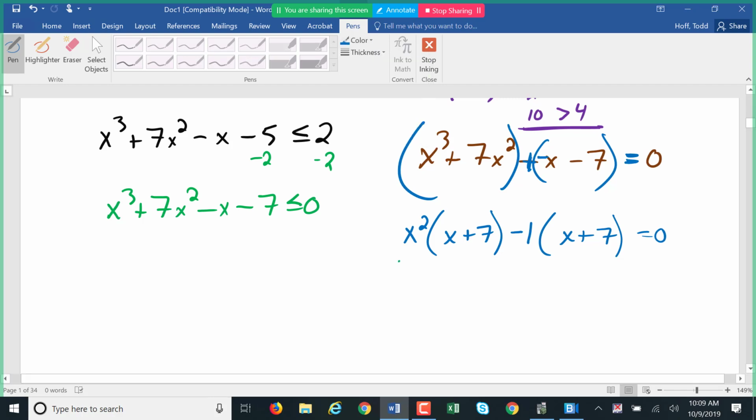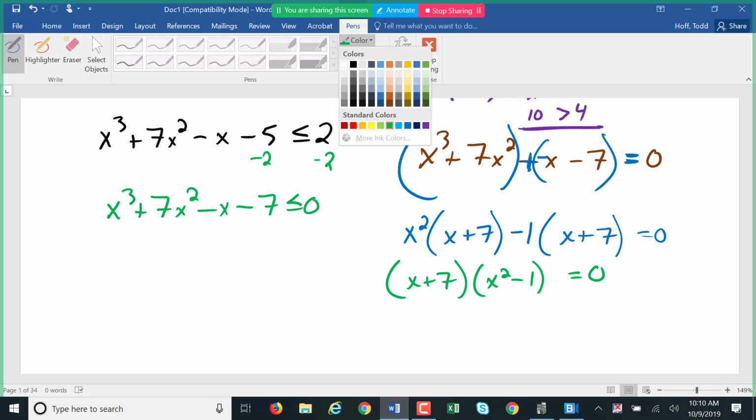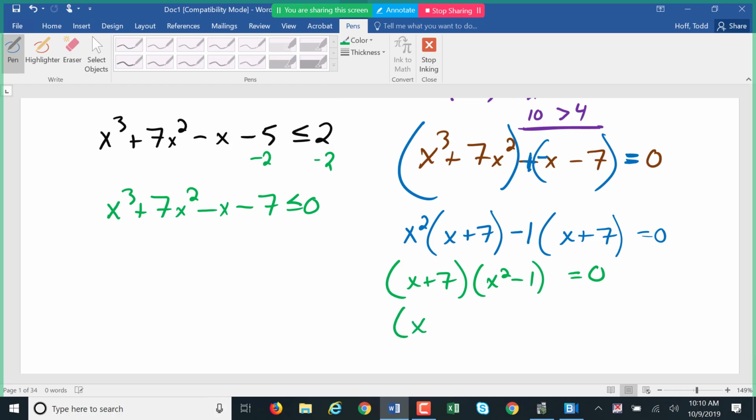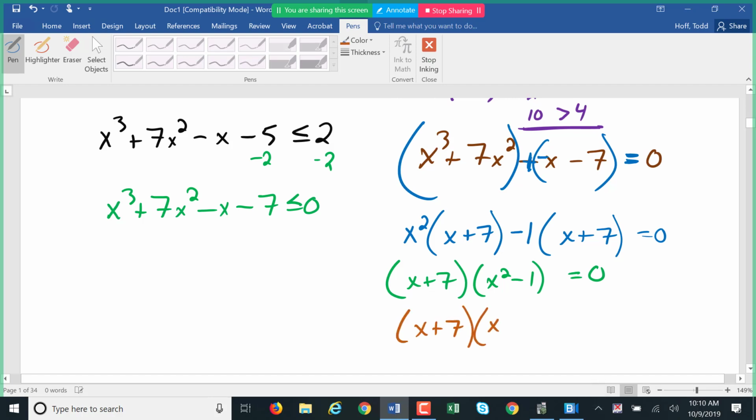Giving me x plus 7 times x squared minus 1. Now you might notice that x squared minus 1 is a difference of perfect squares. We're going to leave the x plus 7 for a second. X squared minus 1 factors into x plus 1 times x minus 1.